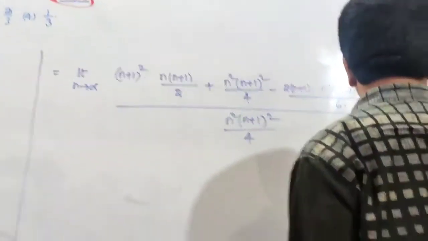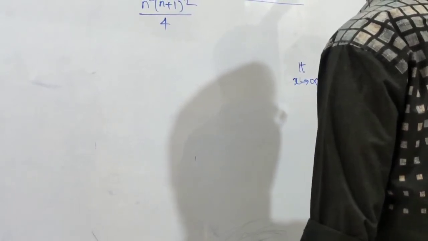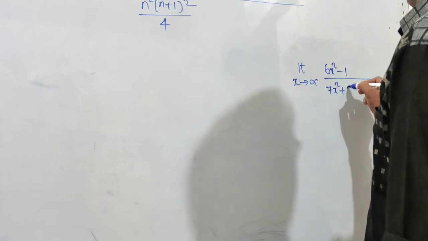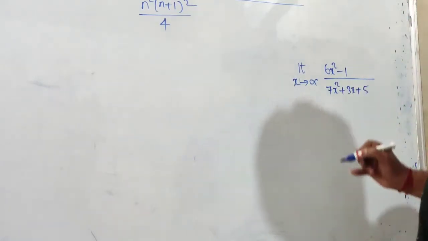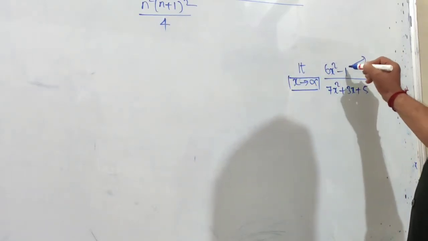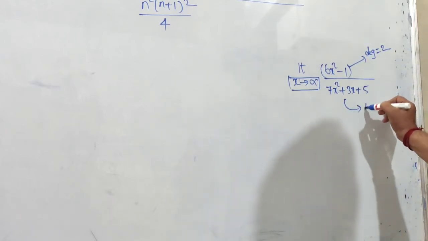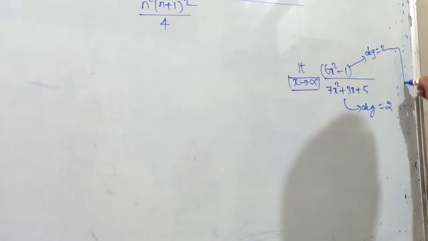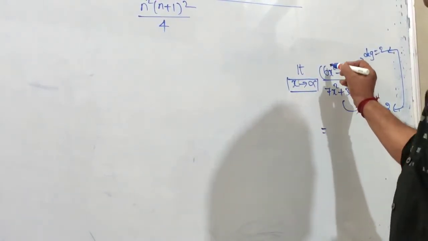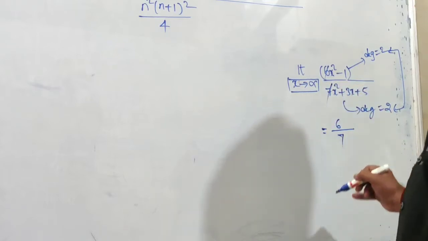Example: limit as x tends to infinity of (6x² − 1) divided by (7x² + 3x + 5). Here the degree of the numerator is equal to 2, and the degree of the denominator is also equal to 2. The degrees of numerator and denominator are the same. In such a case, we take the shortcut: the x² coefficient, 6, in the numerator and the x² coefficient, 7, in the denominator.